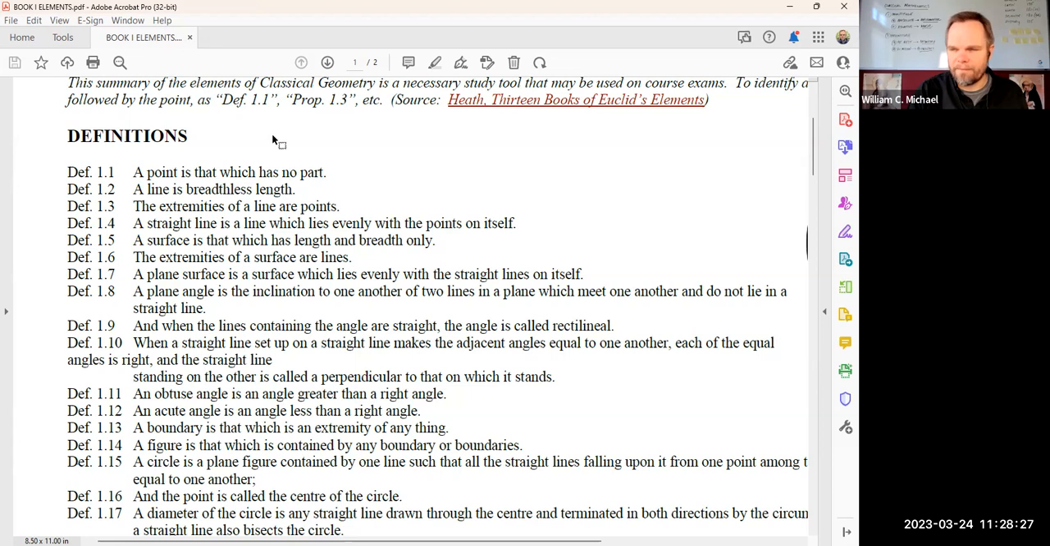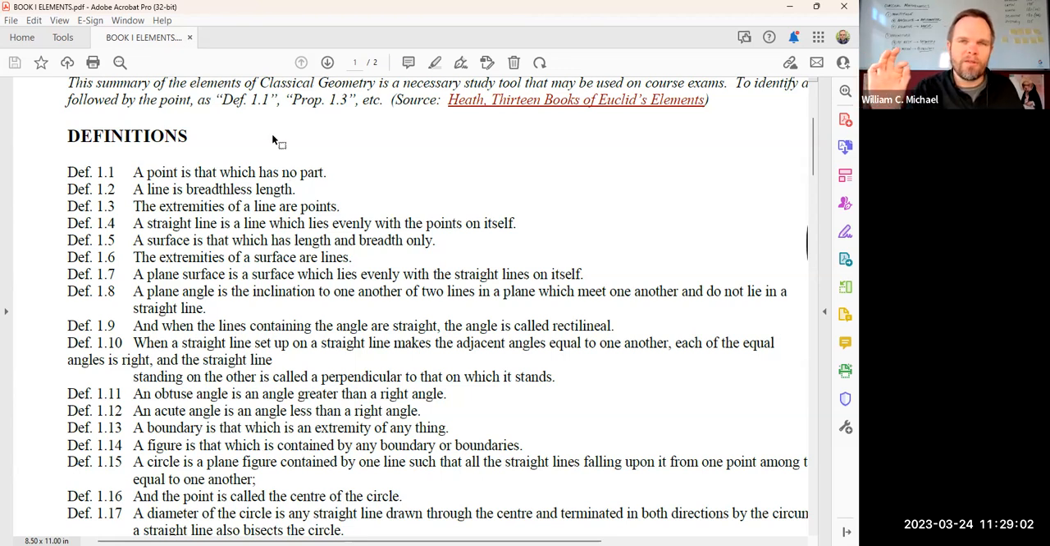Secondly, a line. A line is a breadthless length. A line is a breadthless length. So a line has length, but it has no breadth, no width. So a line is also invisible, because if I took a pen or a pencil and I drew a line, it would have length. But because of the width of the line that I draw, it would also have breadth, and therefore it wouldn't be a real line. It's just a symbol of a line, okay?